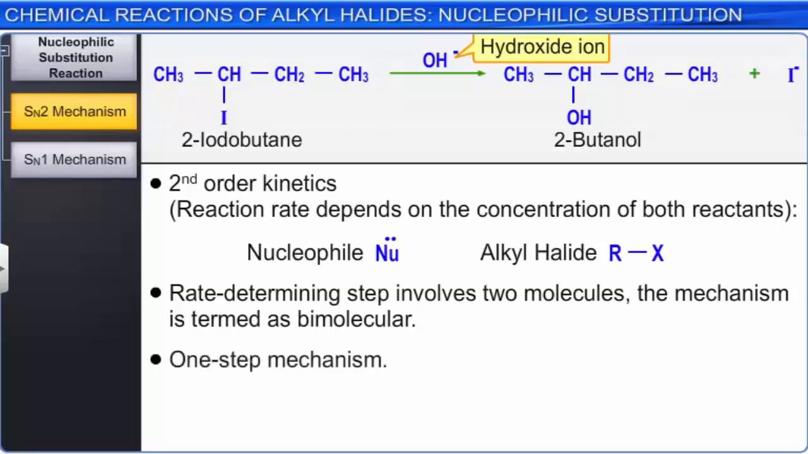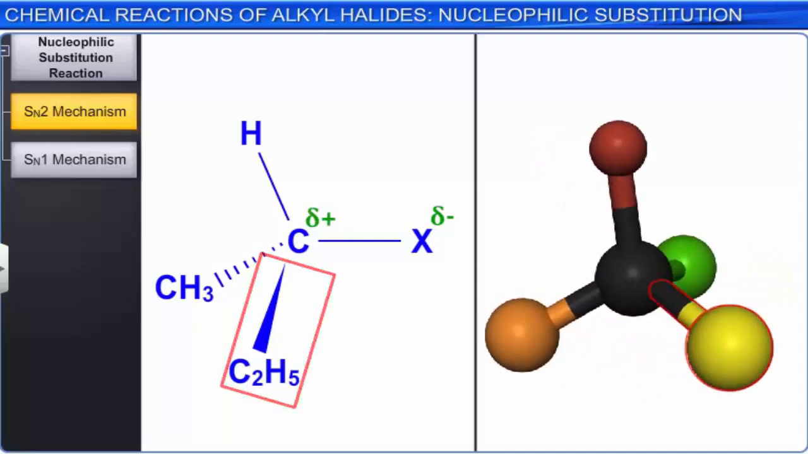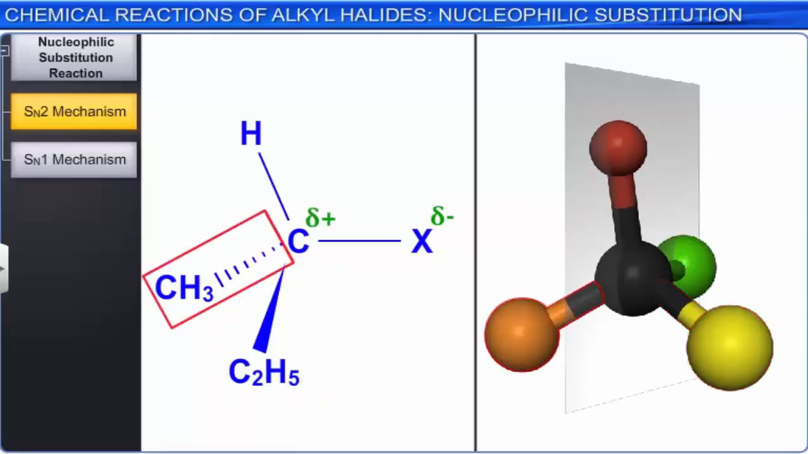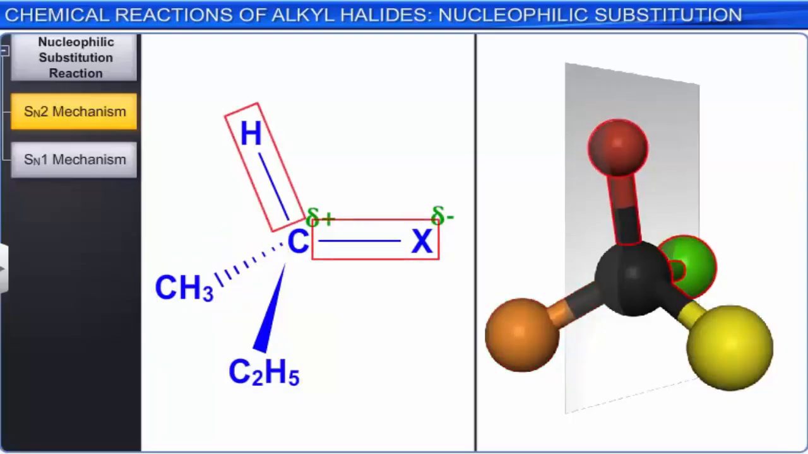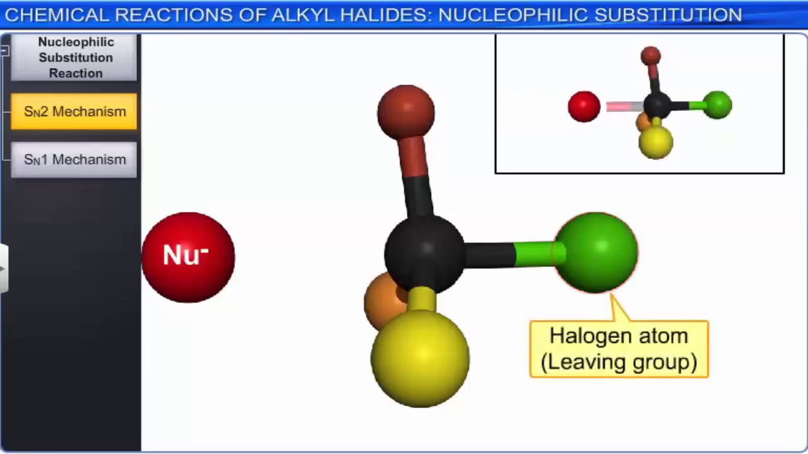This reaction occurs in a single step and does not involve any intermediate. Take note of the three-dimensional arrangement of the atoms around the carbon in the alkyl halide. The solid wedge is used to show the bonds coming out of the plane of the screen. The dashed lines show bonds going down the plane of the screen, while the straight lines represent the bonds in the plane of the screen. In the SN2 mechanism, the nucleophile attacks from the back of the molecule, on the opposite side from the halogen atom, the leaving group in this reaction.